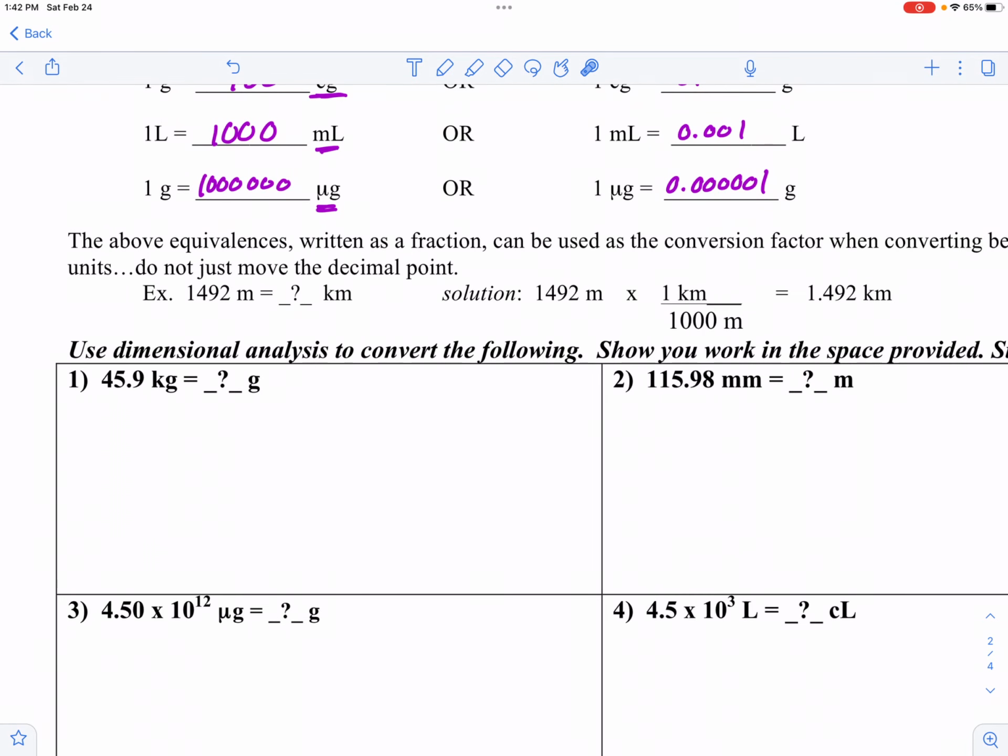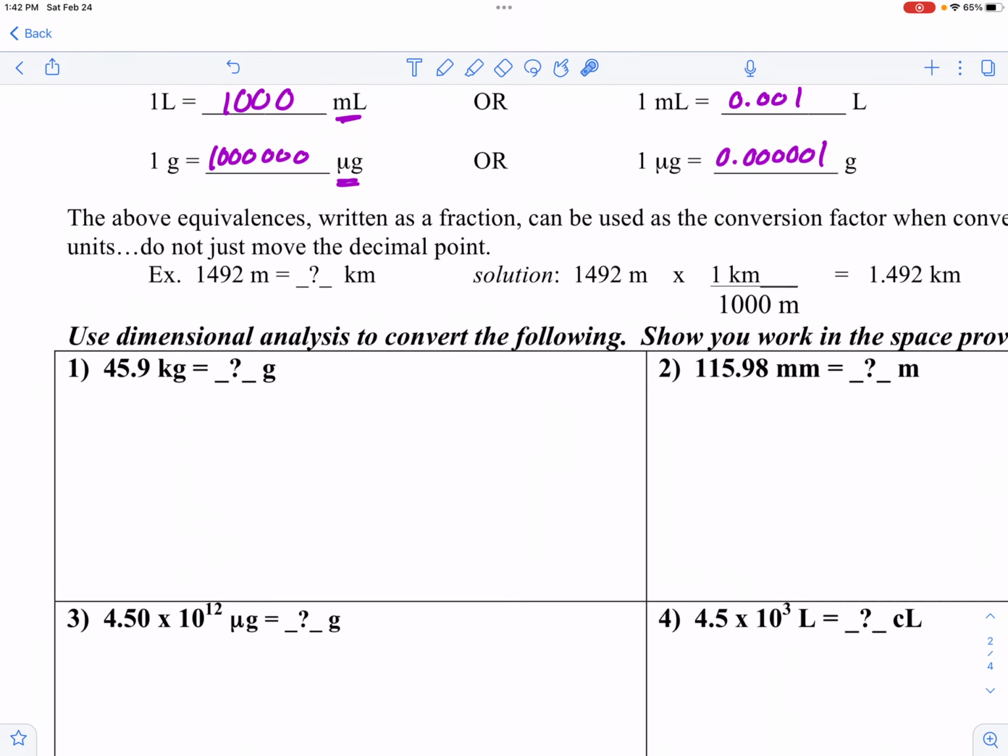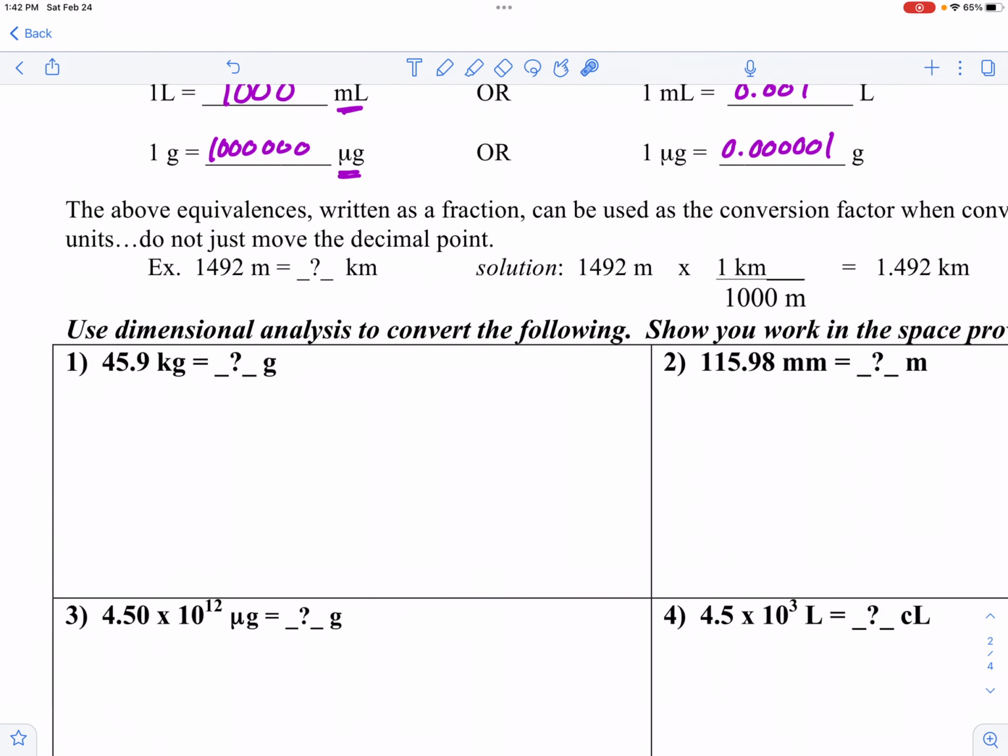So I'm going to do a couple of these and then you guys can do them in class. I'll walk through the first one with you. The first one, you're going from kilograms to grams right here. And we're starting at 45.9 kilograms.